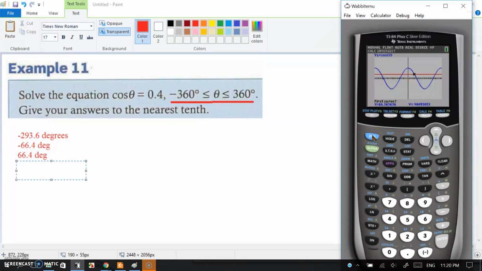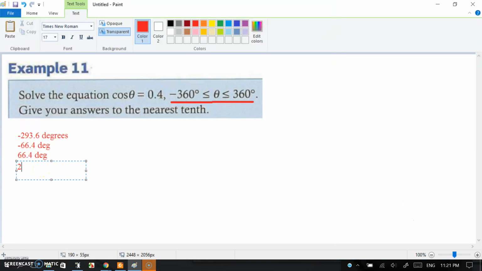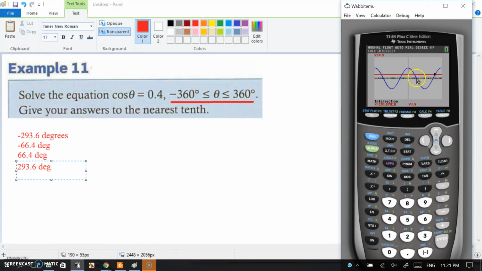Second calc, and then we go to intersect again. The first curve is blue, that's good. The second curve is red, that's good. Guess value, and the intersection is 293.6. All right, that's it. We got all four of them.